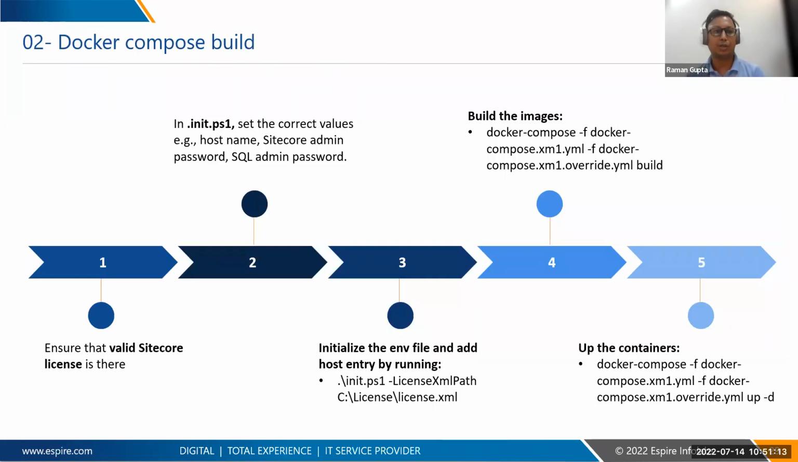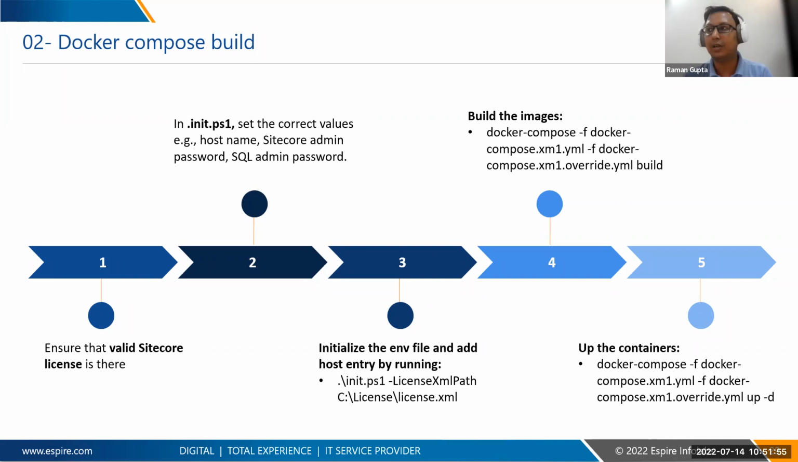So the overall process to build or to start development locally is, first of all, ensure that you have a valid Sitecore license. If you are working with XP, you should have a valid XP license, or otherwise an XM license. Then you should have an init.ps1 file. It is a PowerShell file which will initialize all these environment variables in the .env file. We can mention what the host name should be, the Sitecore admin password, the SQL admin password. Once we run this PowerShell script, it will initialize the environment file on the fly.